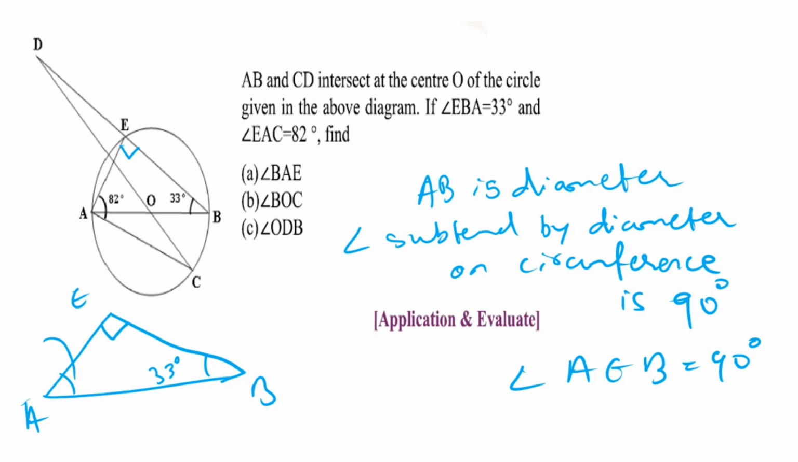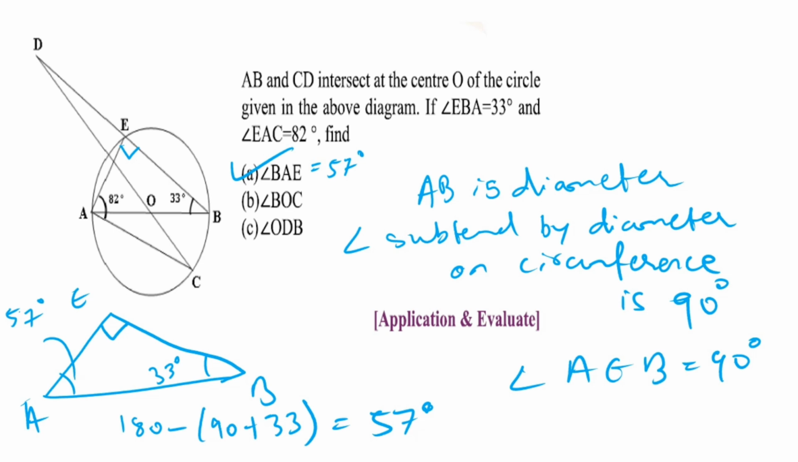180 minus (90 plus 33), since the sum of the angles in a triangle is 180. It will be equal to 57 degrees. 57 plus 33 is how much? 90, and 90 plus 90 is 180. Okay, so angle BAE, or EAB, is equal to 57 degrees. First answer we got.